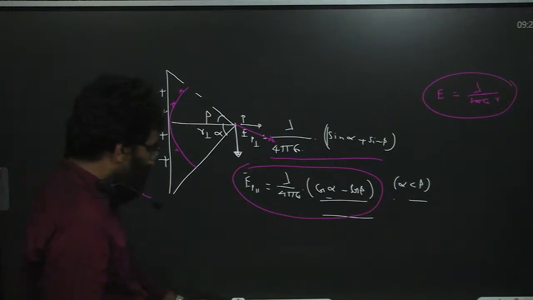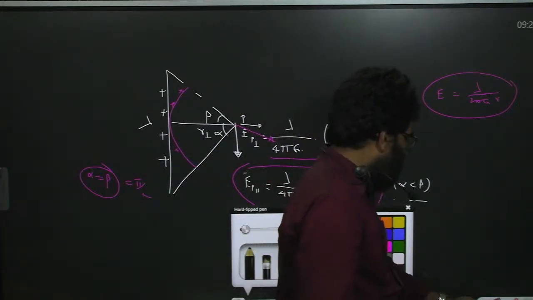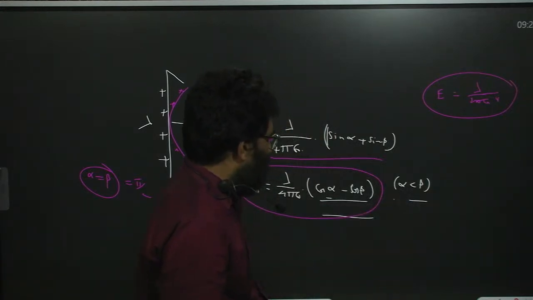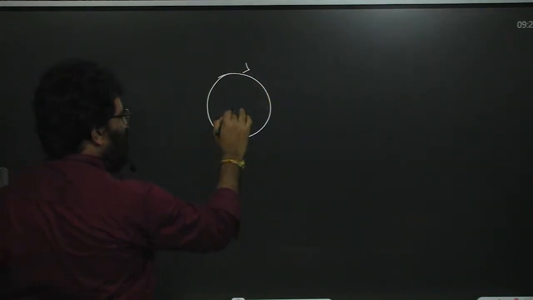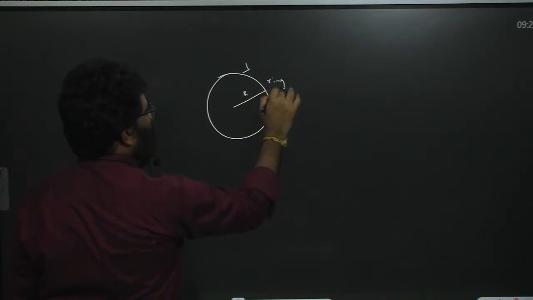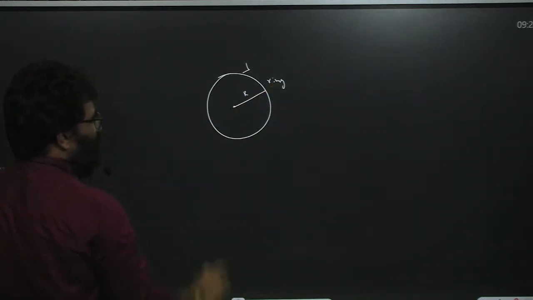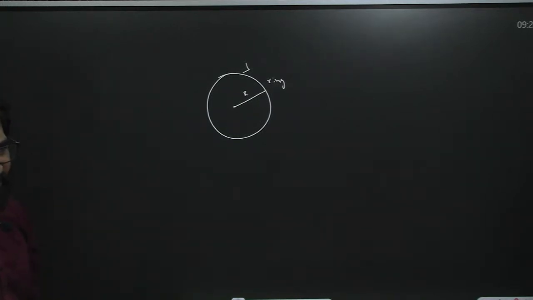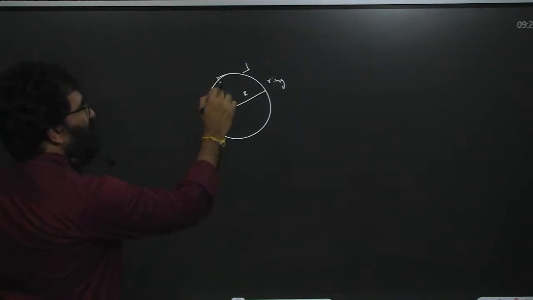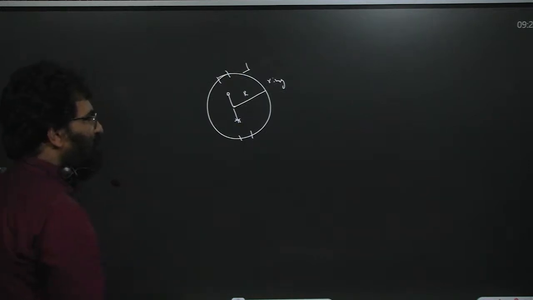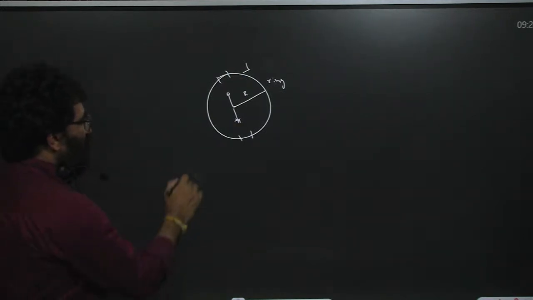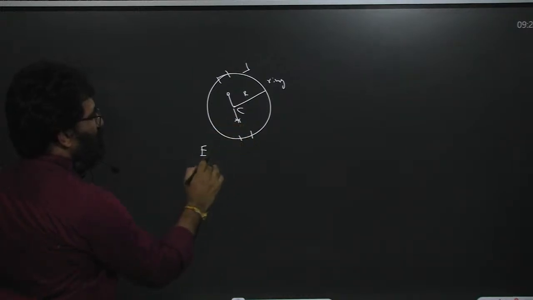Next one, coming to the ring. When we take a ring, the charge density is lambda, so the total length is 2 pi r. So how to find the field at the center? The field at the center of the ring is always 0, because if you take one element here, this element will produce a field dE along this direction, but the opposite element will produce it in the opposite direction. So the field due to a charged conducting wire at its center is 0.